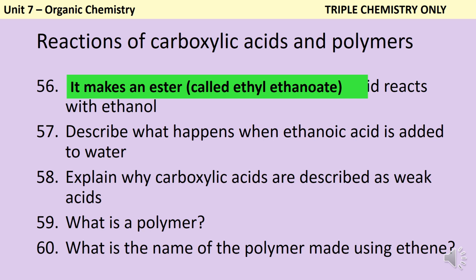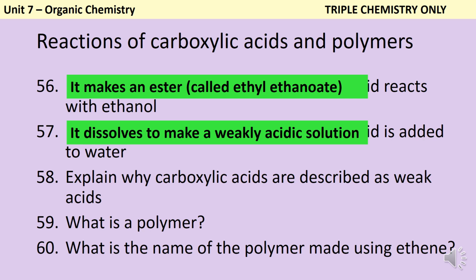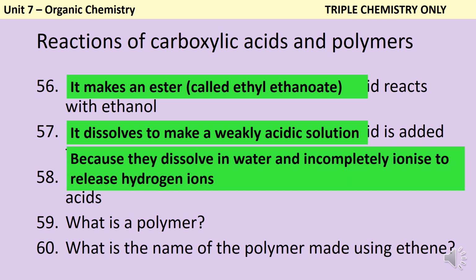When ethanoic acid is added to water, it's going to dissolve and release some hydrogen ions to make a weakly acidic solution. Carboxylic acids are called weak acids because although they dissolve to make an acidic solution, not every single molecule is going to completely ionise. So because they incompletely ionise, only some of the molecules release their hydrogen ions, and that's therefore going to lead to a solution that has a slightly higher pH than a strong acid like hydrochloric acid, where every particle would completely ionise.